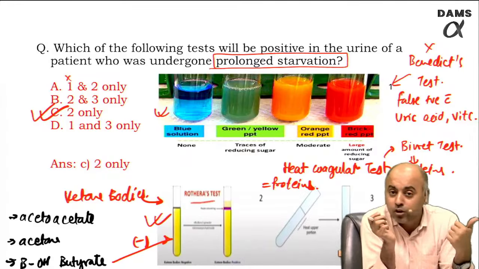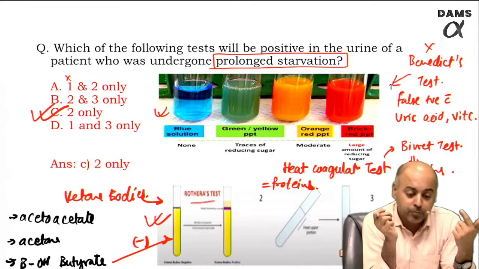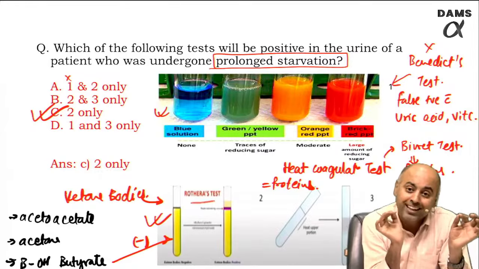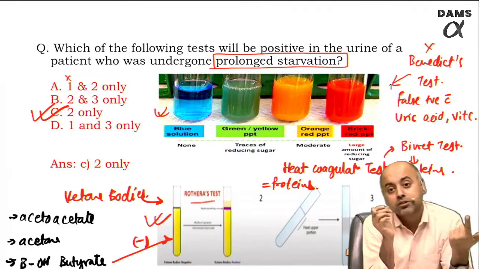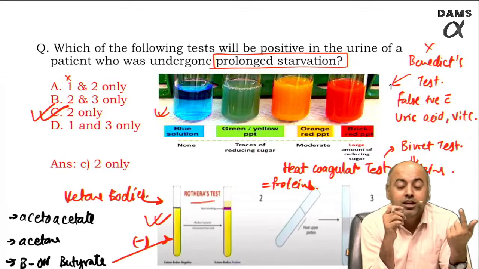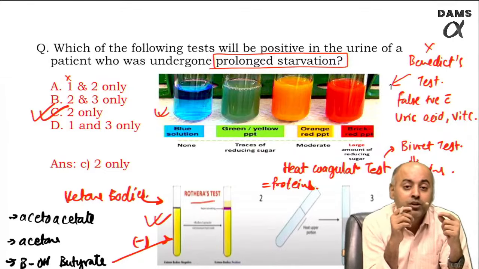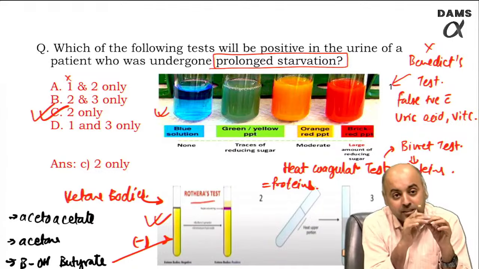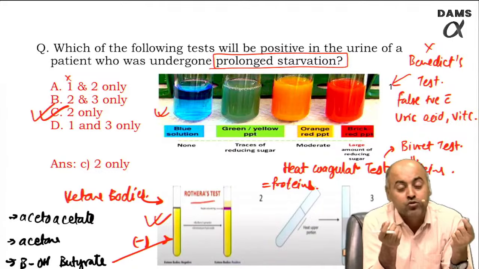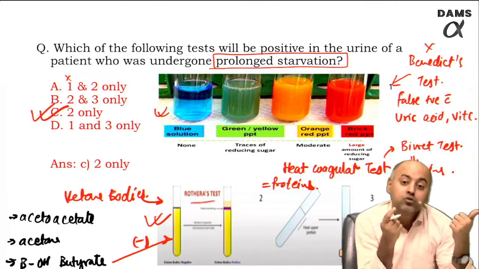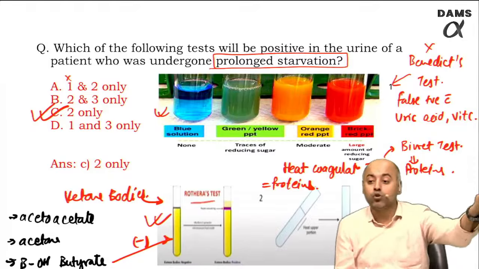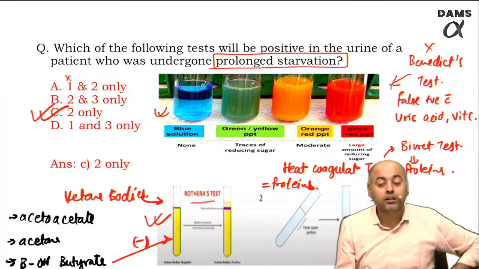In starvation, only ketone bodies. Okay, if a patient of diabetic ketoacidosis, only that is mentioned, then ketone bodies plus the glucose. If it mentions a patient of diabetes where the chronic kidney disease is present, has now landed up in diabetic ketoacidosis, then all three, protein will also be there, the ketone body will also be there, and glucose will also be there in the urine.